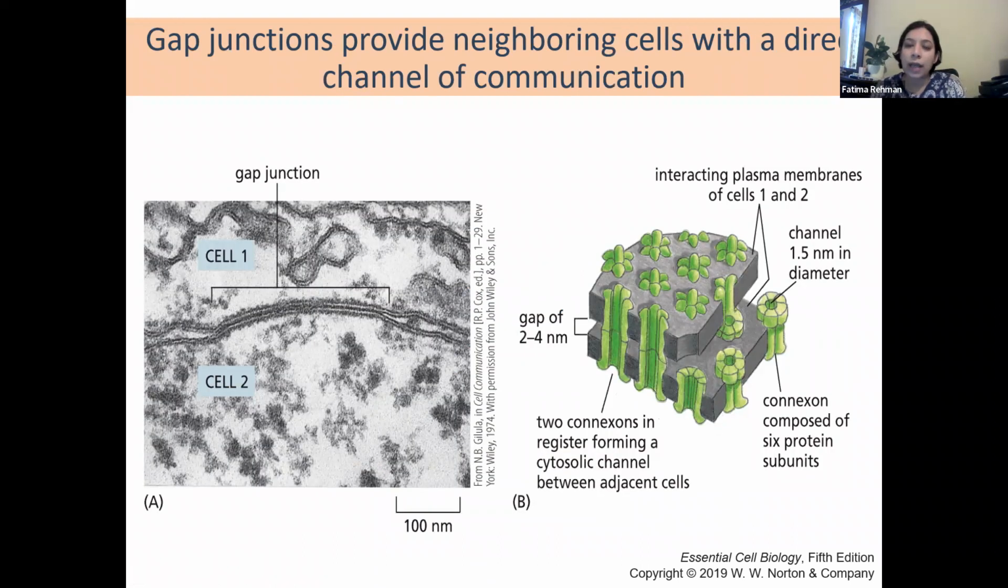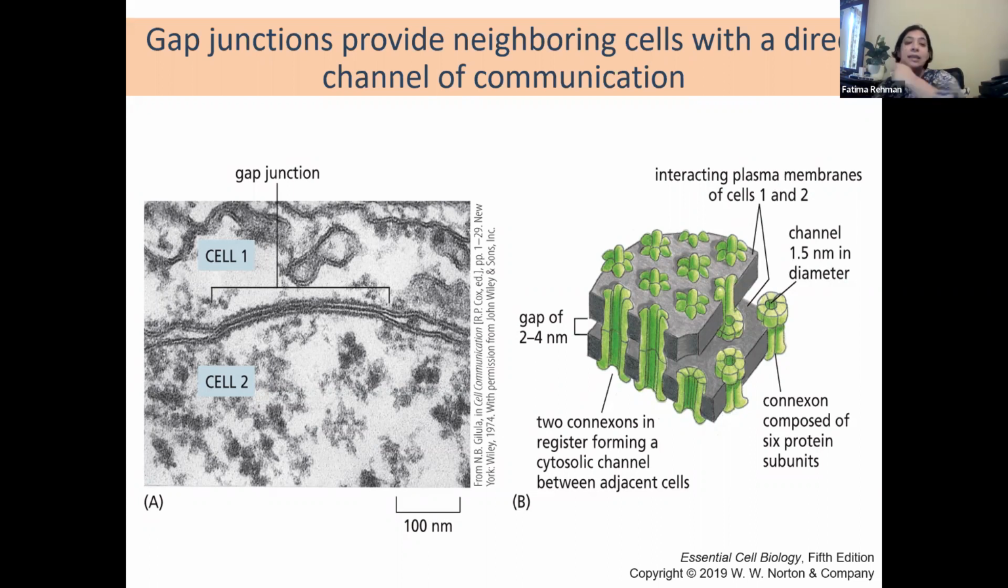Finally, the fourth and last type of junctions, or interactions, that we're going to talk about are gap junctions. These provide neighboring cells with a direct channel of communication. All the others were binding with attachment proteins. There wasn't any movement of molecules from one side to the other, right? If anything, they were stopping that movement of molecules from one place to another. So there was no crosstalk between the cytoplasm in those cases.